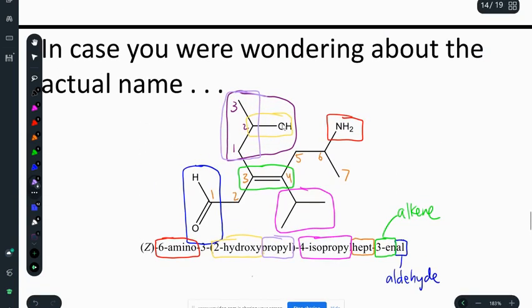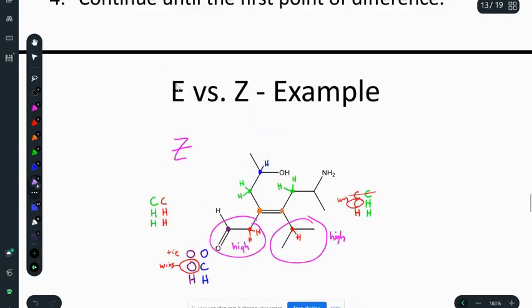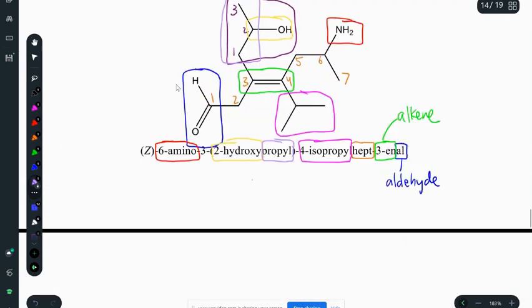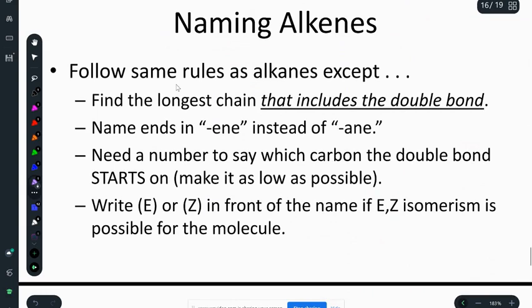I will ask you to know how to name just simple alkenes. All right, so let's talk. We already talked about where the Z part of this name comes from. But then if I had just a simple alkene, how would I name it? If I'm going to name an alkene, I would follow the same rules as an alkane, except I need to find the longest chain that includes the double bond. I'm going to change the end of the name to ene instead of ane. I'm going to need a number to say which carbon the double bond starts on.